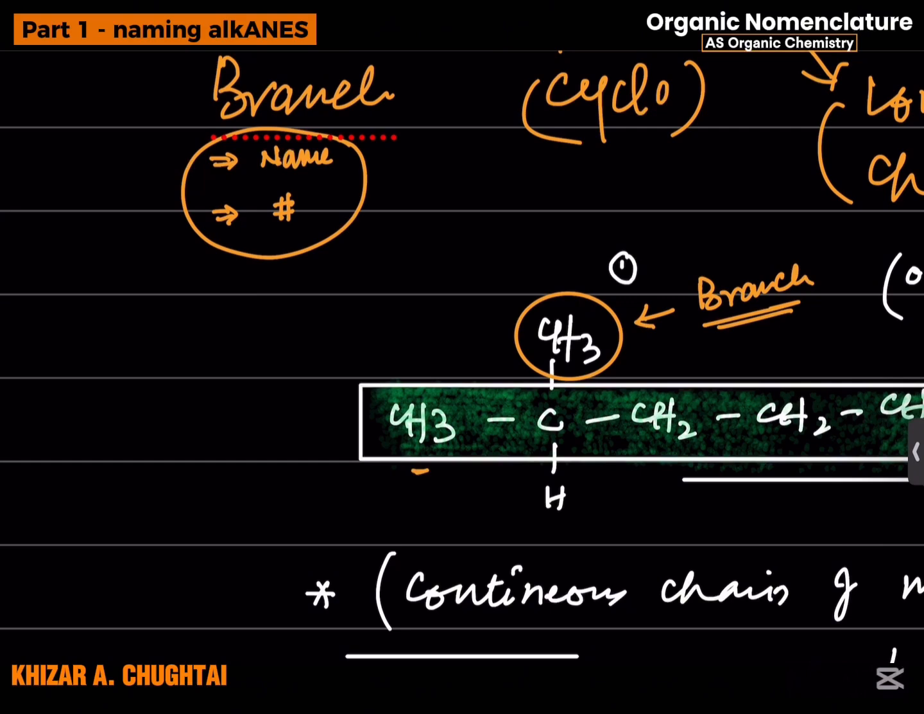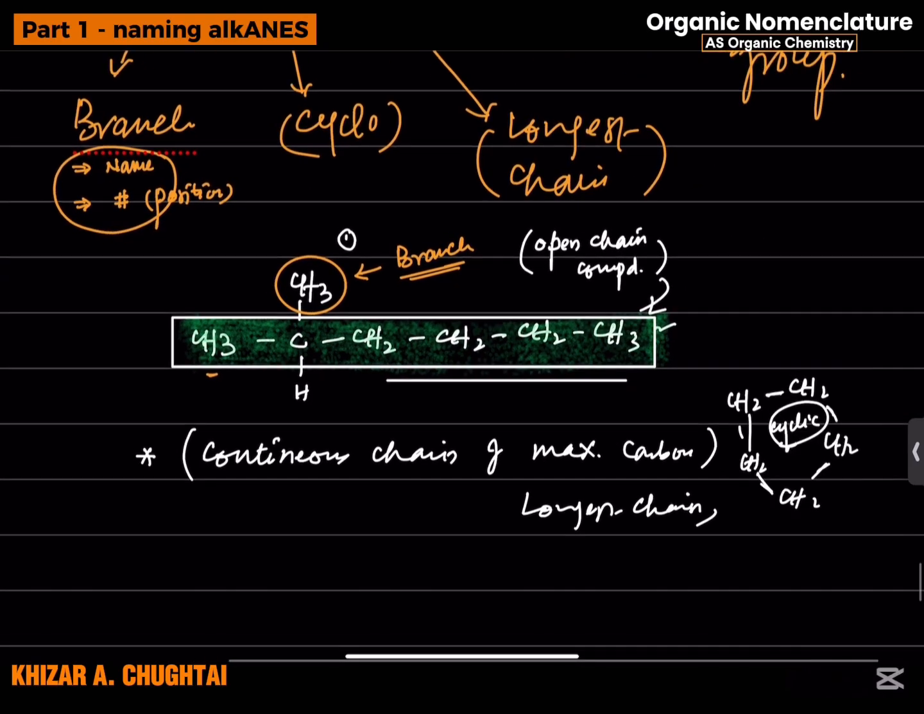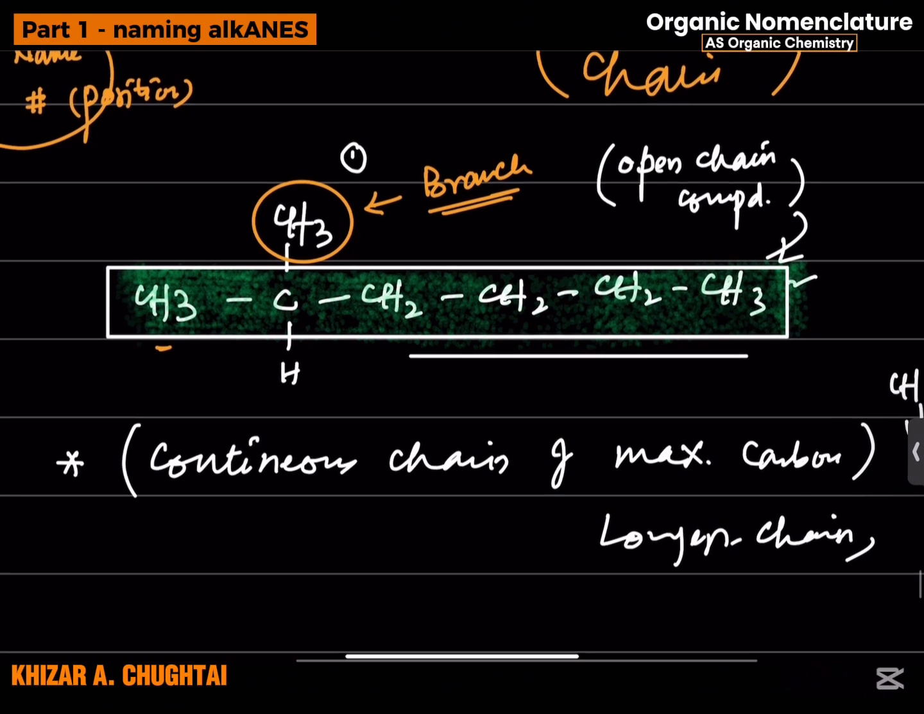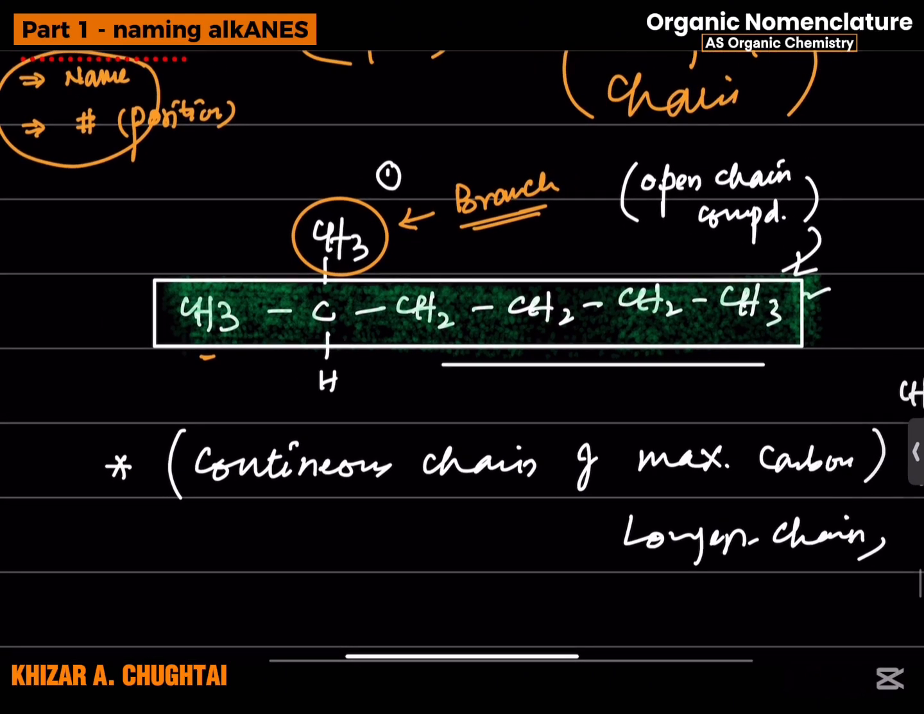There is only one branch, yes. And what is its position? Number means its position. So I will have to mark numbering on the branch. Yes, I'm going to tell you. So the next thing is to mark numbering on the longest chain. I'm going to start the numbering from the left hand side.